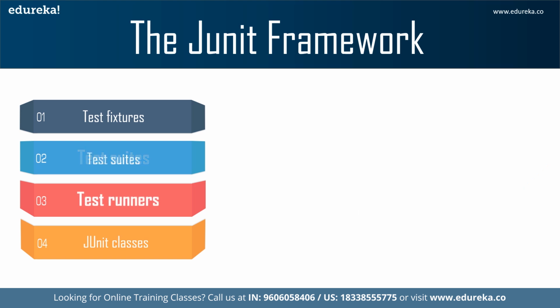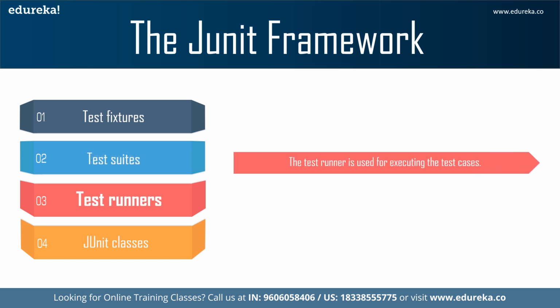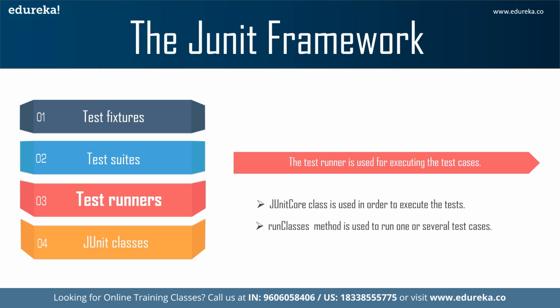Now let's talk about a test runner. The test runner is used for executing the test cases. JUnit provides a tool for the execution of the test cases. The JUnitCore class is used in order to execute the tests. Another important method called runClasses is provided by org.junit.runner.JUnitCore, which is used to run one or several test cases. The return type of this method is the Result object that is used to access information about the test cases. You can get this Result object in the following link. So this is about the test runner.